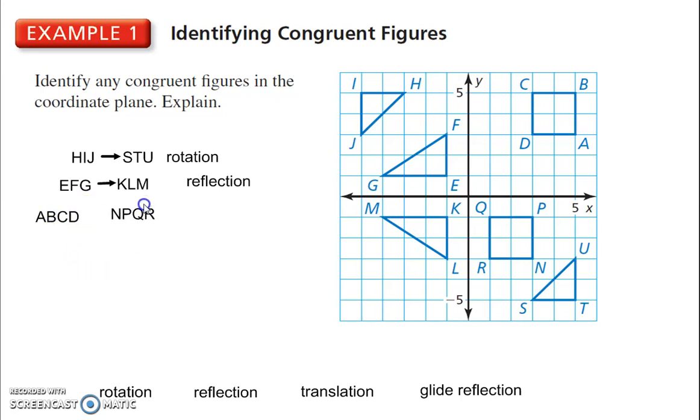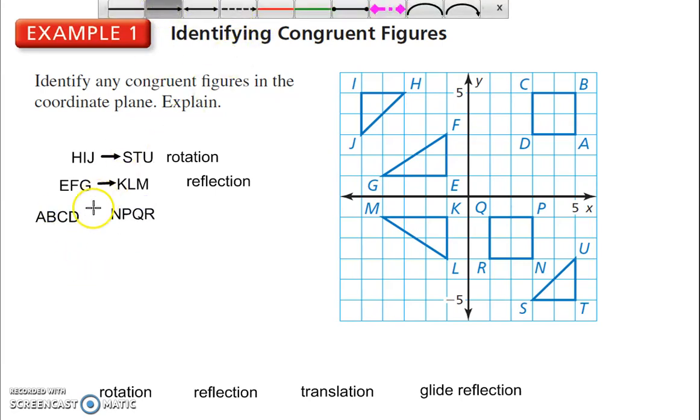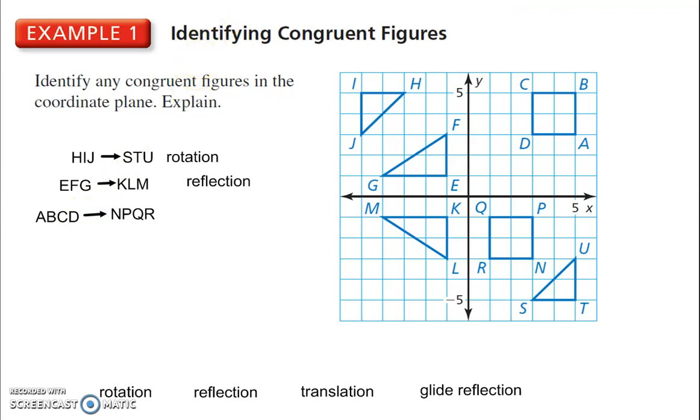Okay, so we could explain this a couple of different ways. We could call it a translation, where we've just moved it from here to there, but because this has symmetry, it could also have been reflected or it could have been rotated. So we could also call that a glide reflection, either one or the other.